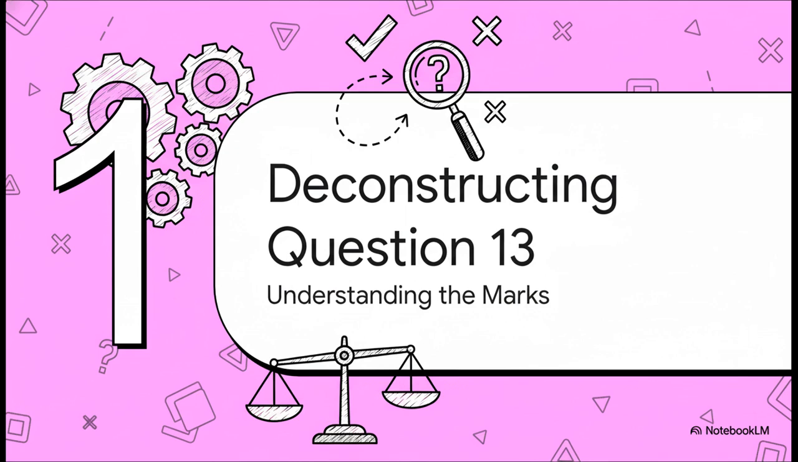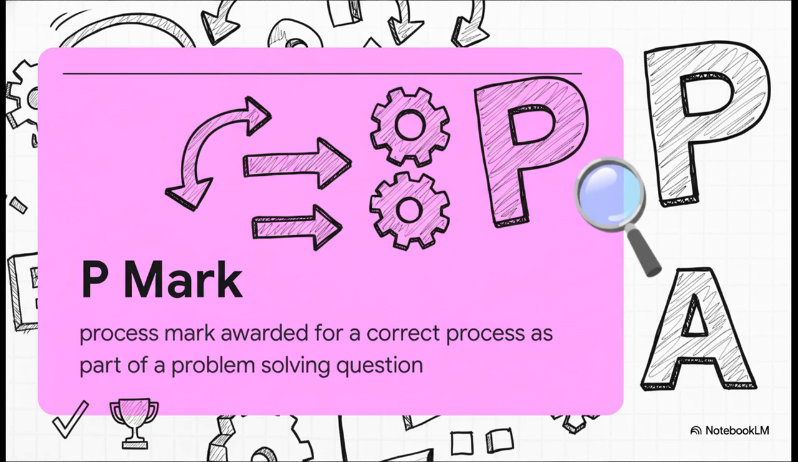First things first, let's deconstruct this thing. Before we even jump into solving it, we gotta understand the different types of marks on offer and what we need to show the examiner to get them. So this question uses what are called P marks. The source material tells us a P mark is a, quote, process mark awarded for a correct process as part of a problem-solving question. And for this particular problem, there are 2 of these up for grabs.